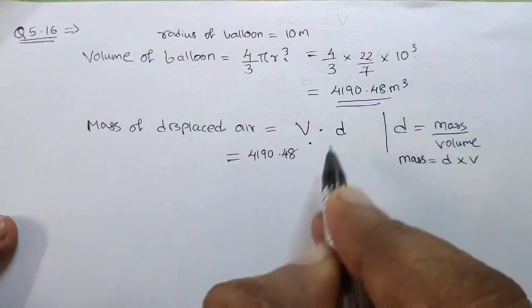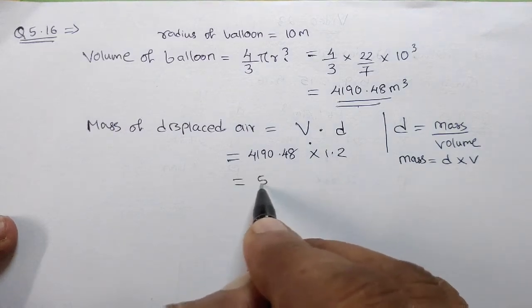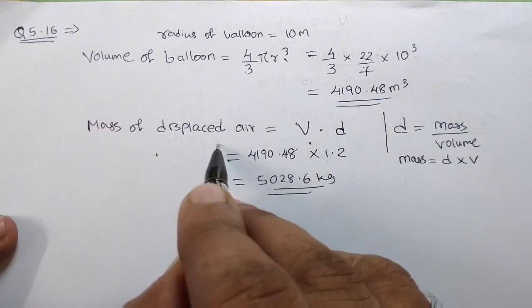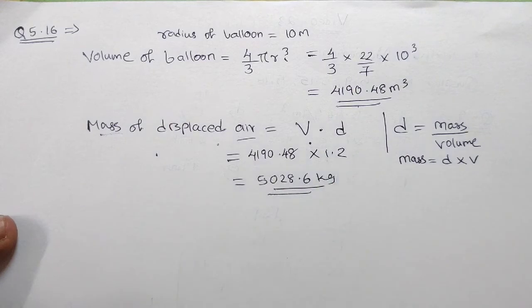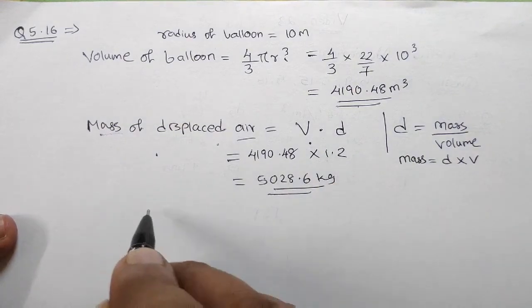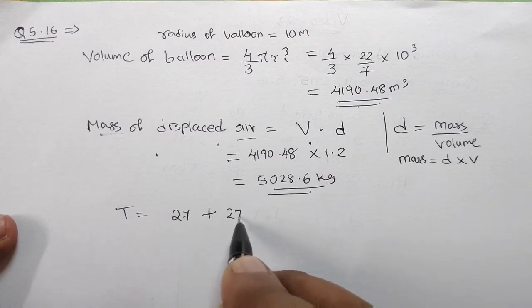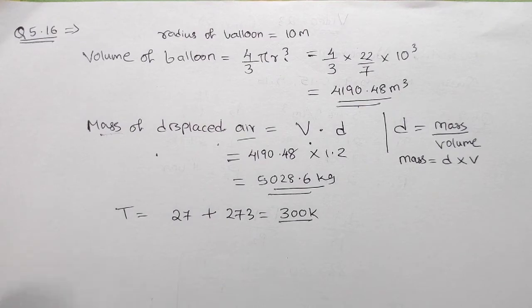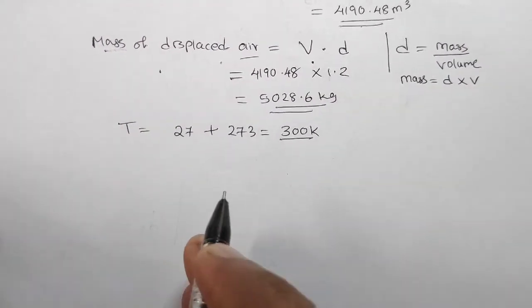So this is 4190.48, the volume we got of the displaced air, into the density of air. You will get 5028.6 kilogram. This is the mass of the displaced air, the mass of air we are talking about. Now the temperature was given to you as 27, so I will just add 273, so it will be equal to 300 Kelvin. Understood this part?